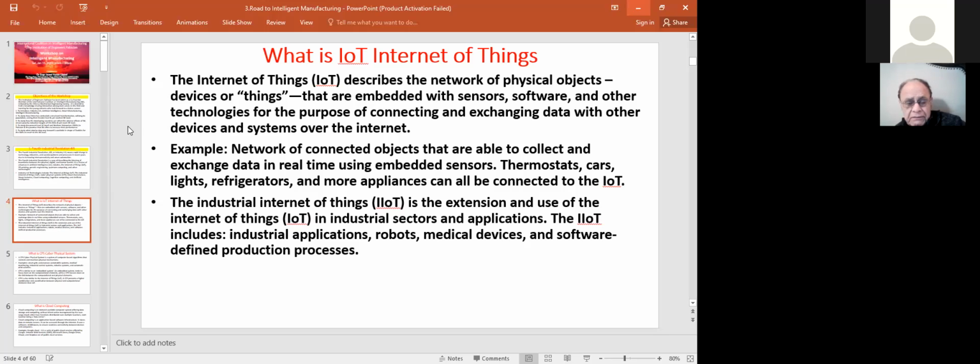And this data is communicated through the internet to software and big data collection and analysis, analytics we call it. So the industrial Internet of Things, IIoT, in brief, is really an extension of IoT. So it is application into industrial sectors.